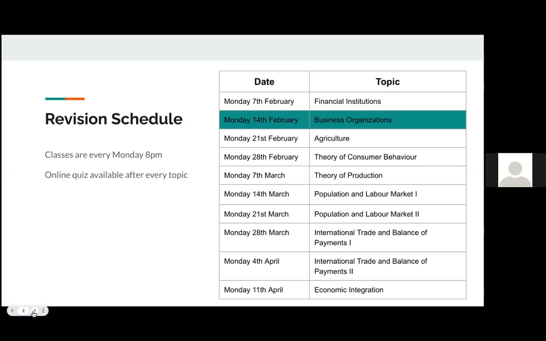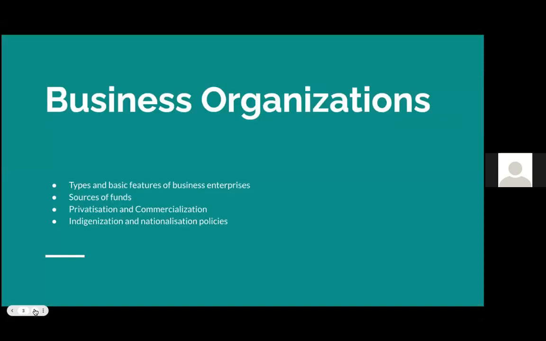Today's topic is business organizations. The objectives that are going to be covered: first, we're going to look at types and basic features of business enterprises. We're going to look at the sources of funds for these different business enterprises. We're going to look at privatization and commercialization. And finally, we'll look at indigenization and nationalization.